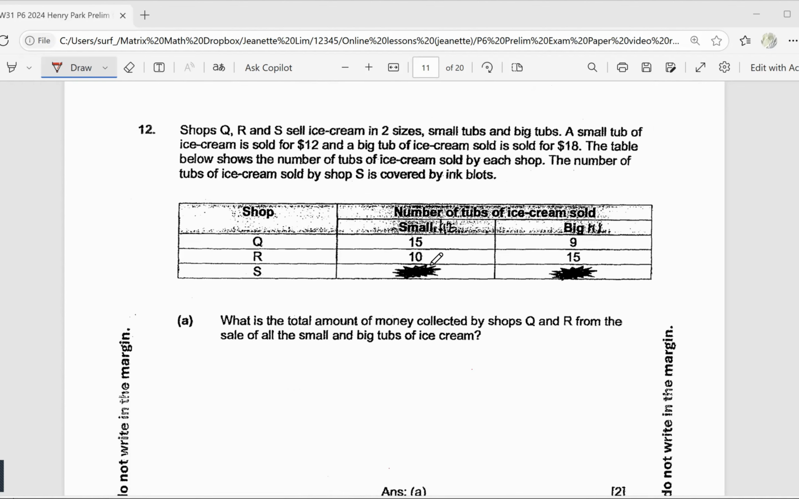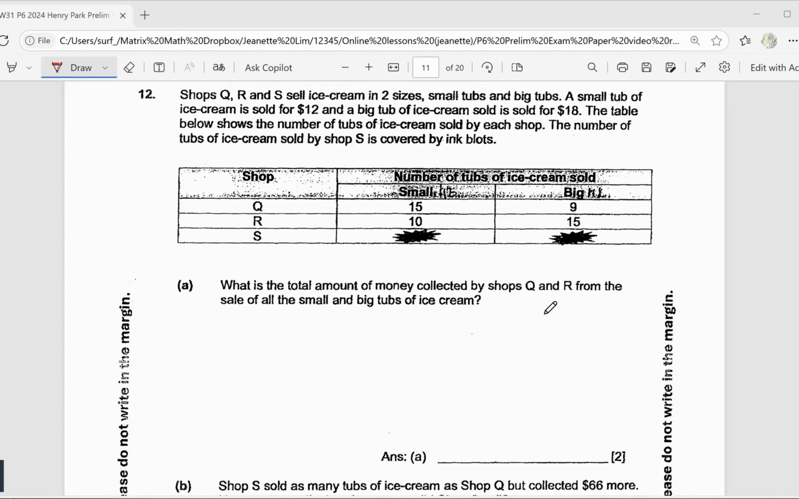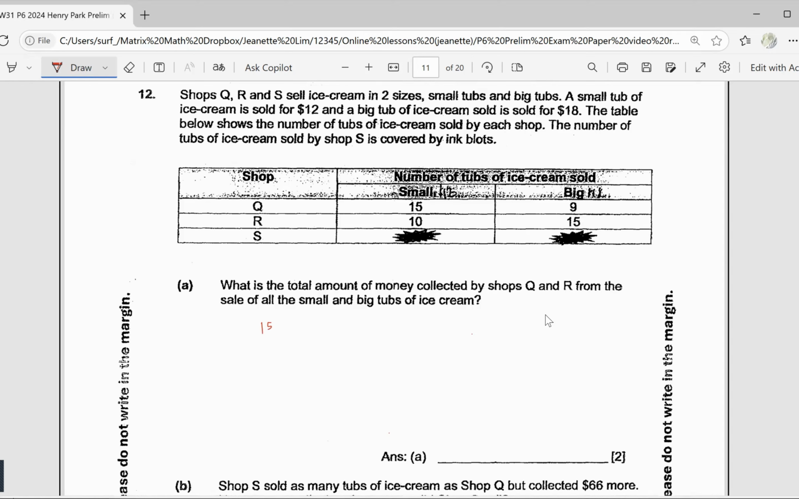Okay, let's group the small tubs together and the big tubs together, then find out what's the cost from there. Okay, so for the small tubs, it's 15 plus 10, which is 25. So 25 small would be 25 times $12. This will give us $300. Okay, that's for this part here.